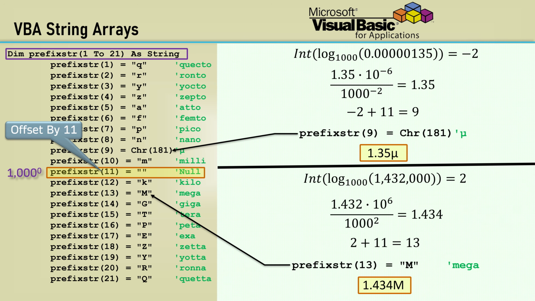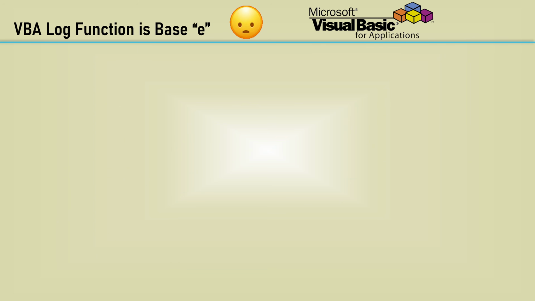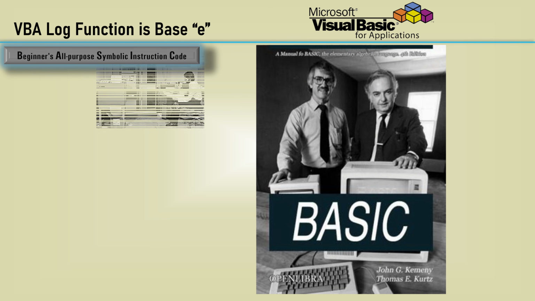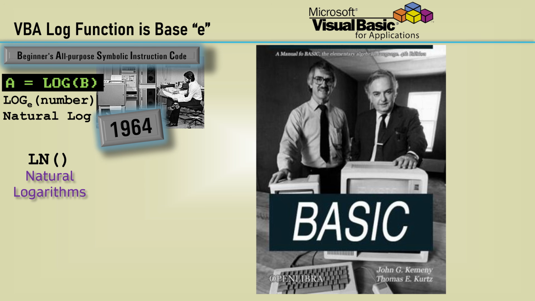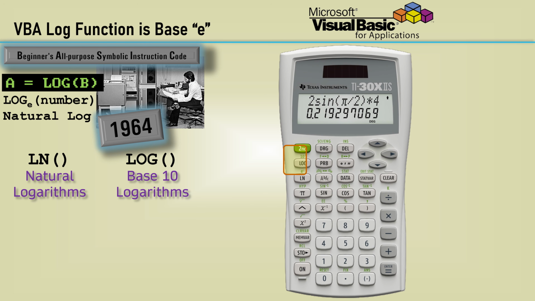This is really cool, but there's a problem we need to overcome. The VBA log function is base E. It makes my head explode. The beginner's all-purpose symbolic instruction code was developed in 1964. Its log function was base E, the natural logarithm. Nowadays, ln represents the natural log, and log with no specified base is log base 10. It's on scientific calculators that way, as well as Excel functions.